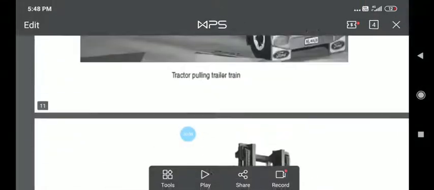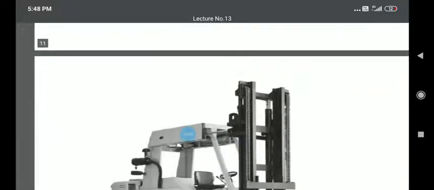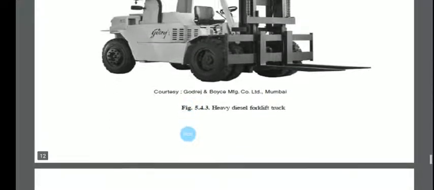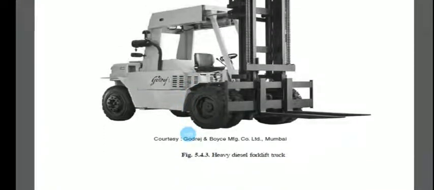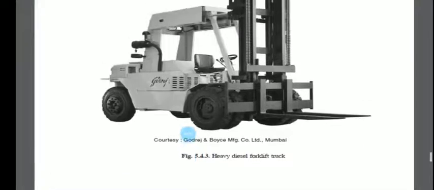And this is a tractor pulling a trailer train. Another thing you can see here is courtesy of Godrej and Boyce Manufacturing Company Limited, Mumbai. Heavy diesel forklift trucks are also shown. With these forklift trucks we move bulky materials, using the fork to lift them.